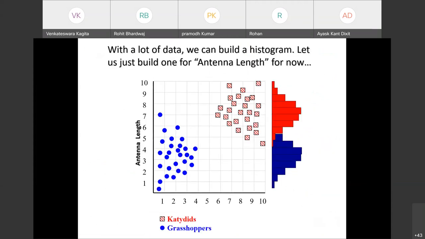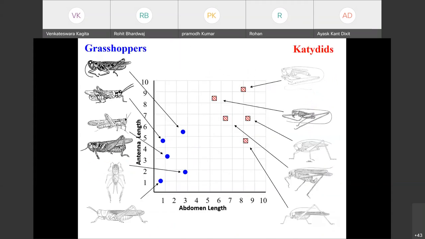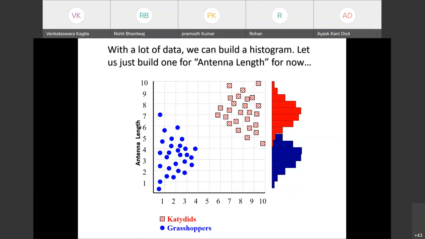Right now, if I see with a lot of data similar to this, not just 10, let's take 100 instances or something. With a lot of data, we can build a histogram on antenna length. Let's take one feature just to have a simple city, right? So now this is how they are distributed according to their antenna length. So if you see, the katydids are distributed around here, isn't it? The frequency is more here, isn't it? And most of the grasshoppers are distributed here, right? So the frequency is more here, as you can see, right? So this is how the katydids and grasshoppers are distributed according to their antenna length.